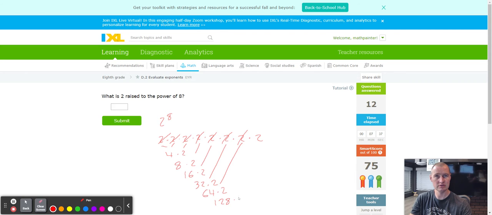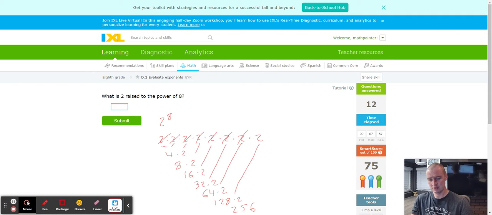And the last 2 is the problem we just did. Is 128 times 2 actually goes back to 256. So believe it or not, 2 to the 8th power is also the same thing as 4 to the 4th power. So 256 it shall be. 256.